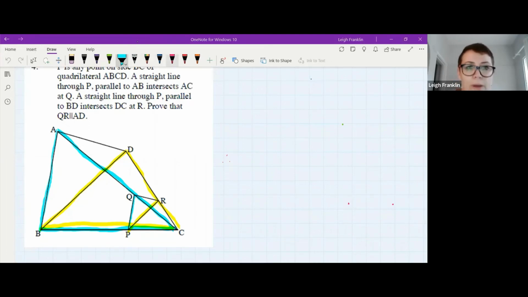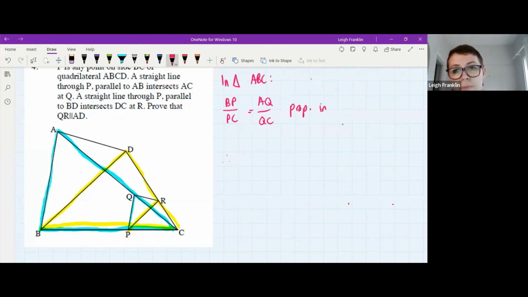All right, so where we first started off, we said, let's work in triangle ABC. In triangle ABC, we can state that BP over PC is AQ over QC because of the proportionality intercept theorem. That is because AB is parallel to QP.